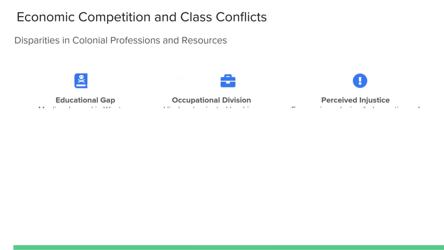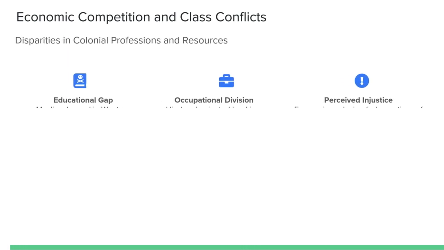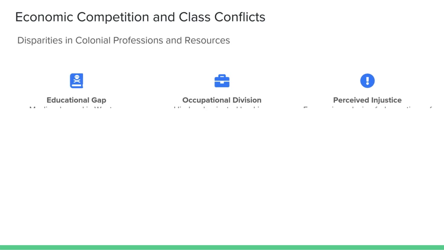Economic competition and class conflicts. Hindus embraced Western education and entered modern professions, leaving many Muslims behind. This economic imbalance fueled feelings of exclusion. For many Muslims, economic disparity signified systematic injustice and deepened communal identity.